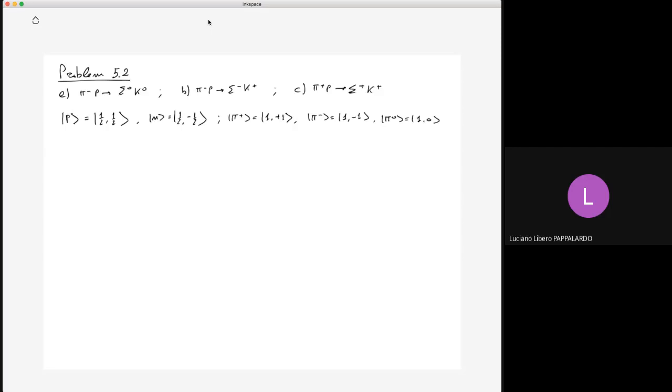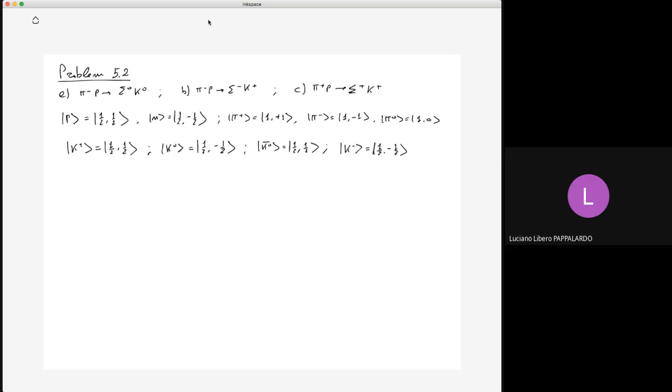Now we have the two kaons. The k plus is 1/2, 1/2, and the k0 is 1/2, minus 1/2. So this is the first isospin doublet for the kaons. Then we have the k0 bar, which is 1/2, 1/2, and the k minus is 1/2, minus 1/2, and this is the other isospin doublet.